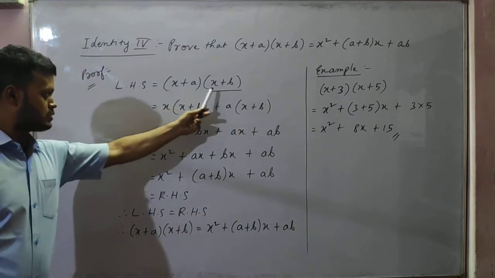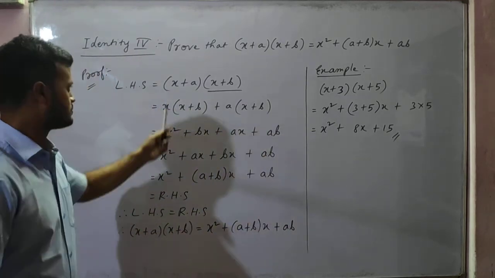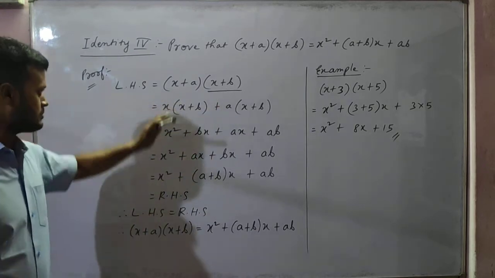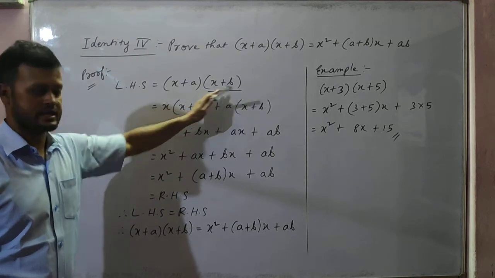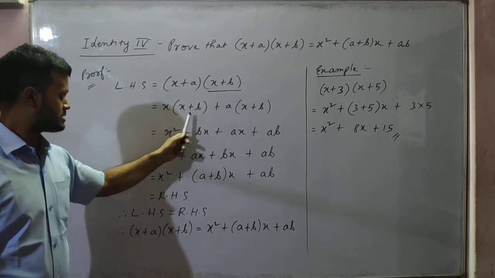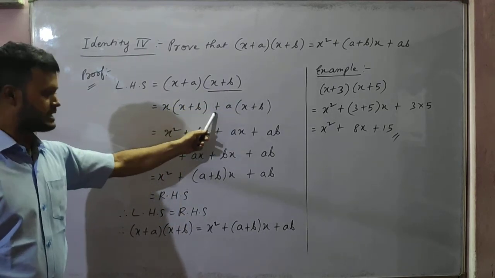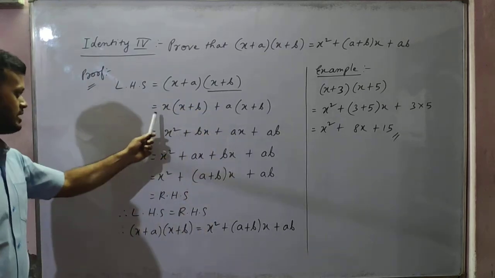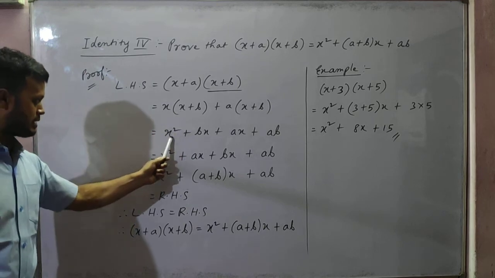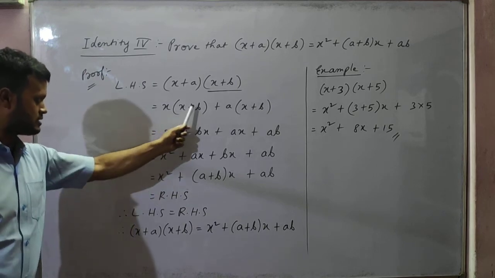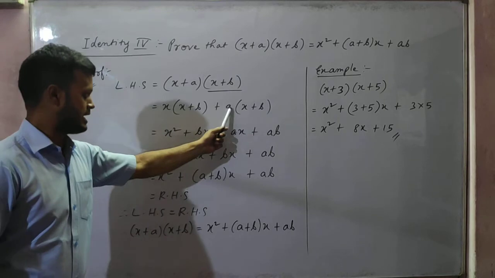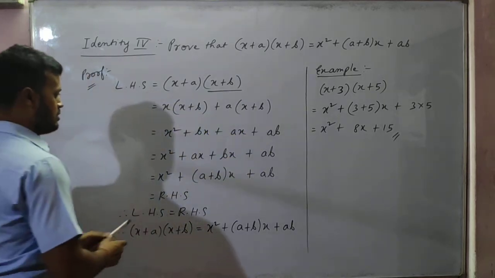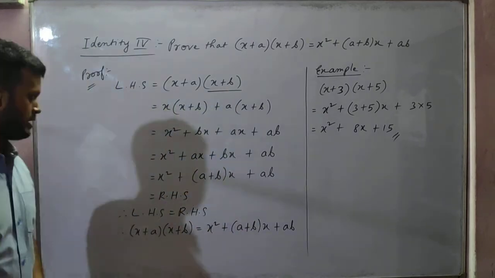So x into x plus b. See very carefully, okay? So this x is here. x into x plus b I wrote. This x into this full bracket. So x into x plus b. After x, what sign is there? A plus. Write here plus. After that, a into x plus b. Very easy. Now you multiply. x into x will become x square, plus sign. x into b will become bx. After that, a into x will become ax, plus a into b will become ab. Now ax I wrote first, then I wrote plus bx.